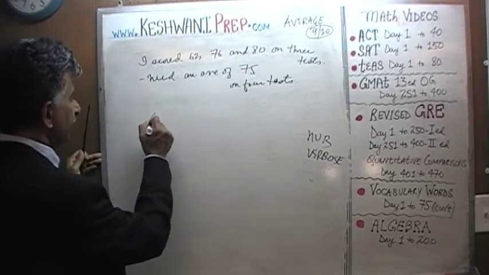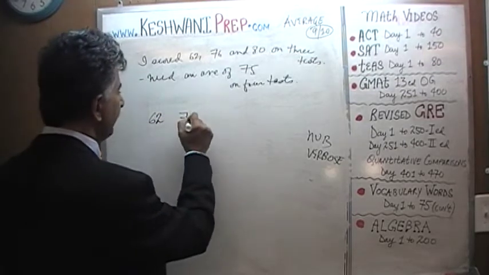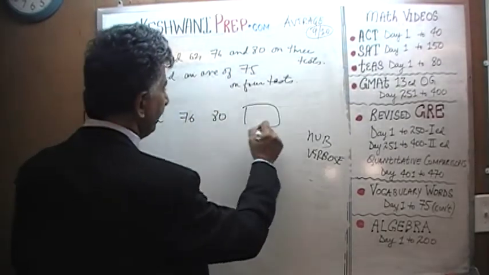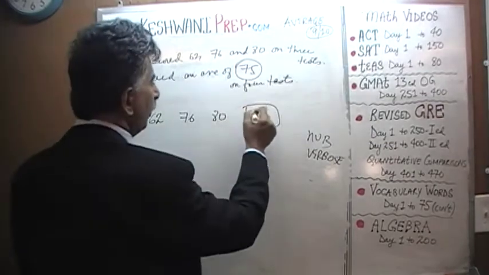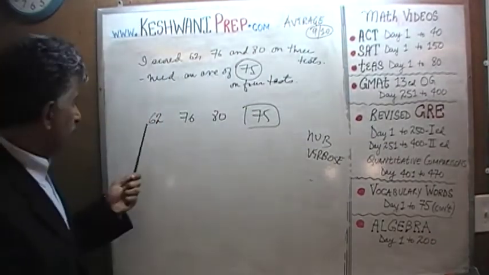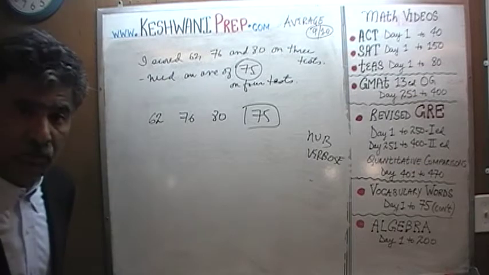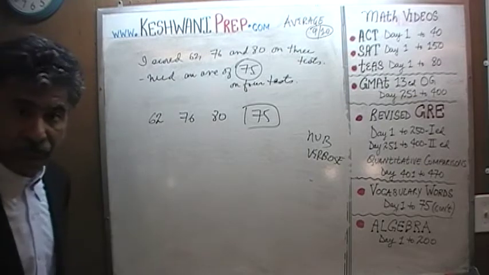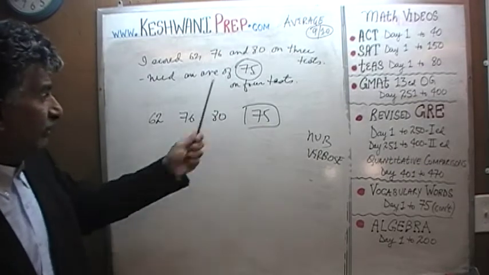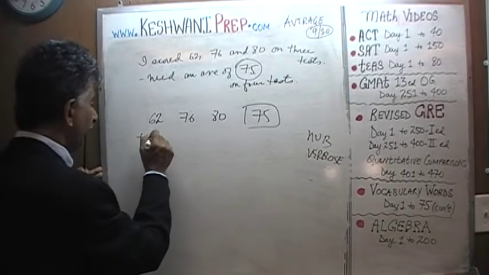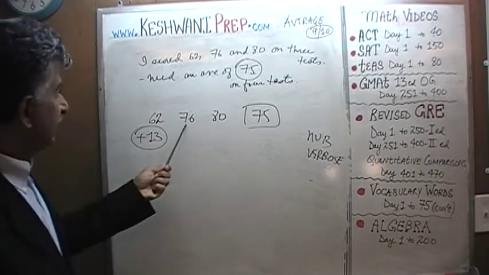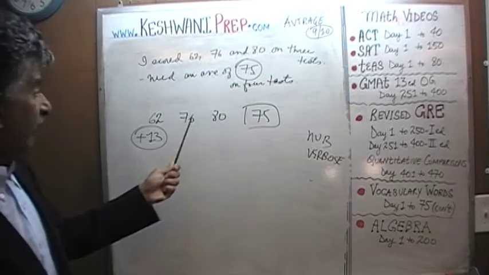So here are the scores, 62, 76, 80, and here's my fourth exam. I want an overall score of 75. Well, I don't have 75 in the first exam. I only scored 62. I have to make up the difference. How many points am I short if I want 75? I'm 13 points short. I have to make up 13 extra points here. 76, well, I need an average of 75.